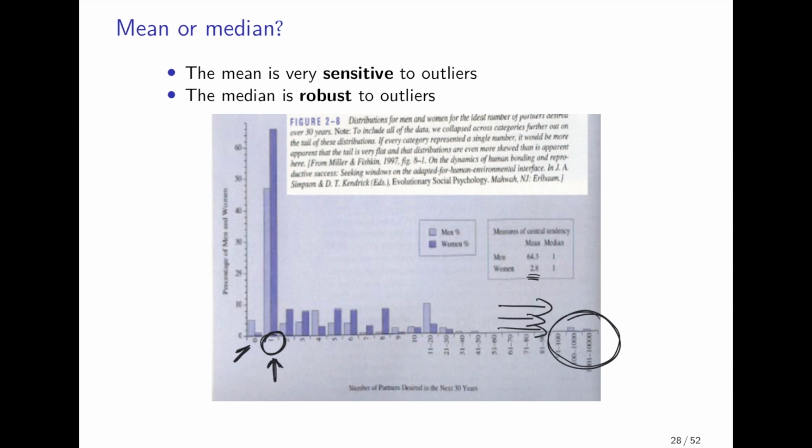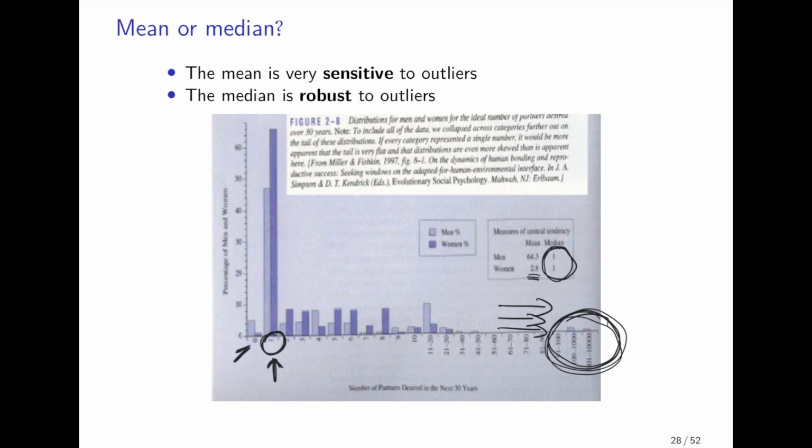And if you compare, the median is 1 for both men and women. The median does not see these extreme observations. The median sees the 50% of observations that are below it and above it, but not the exact value.